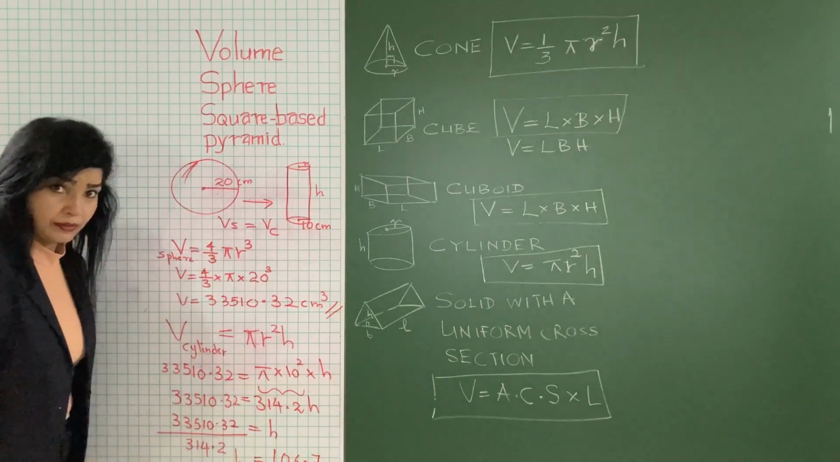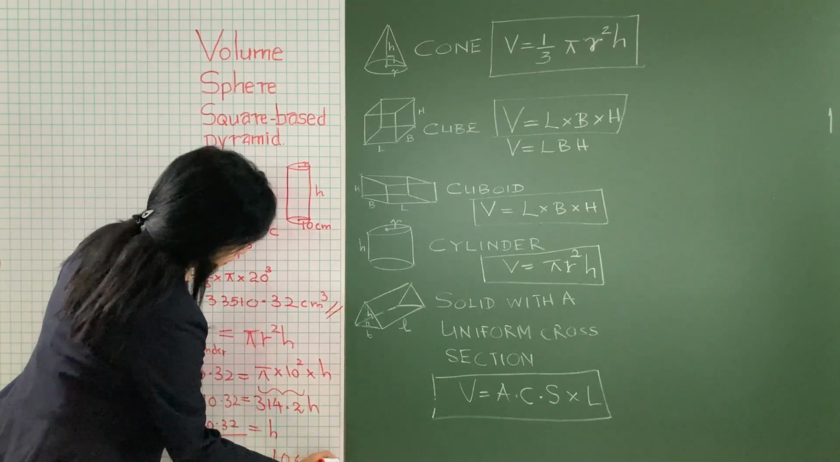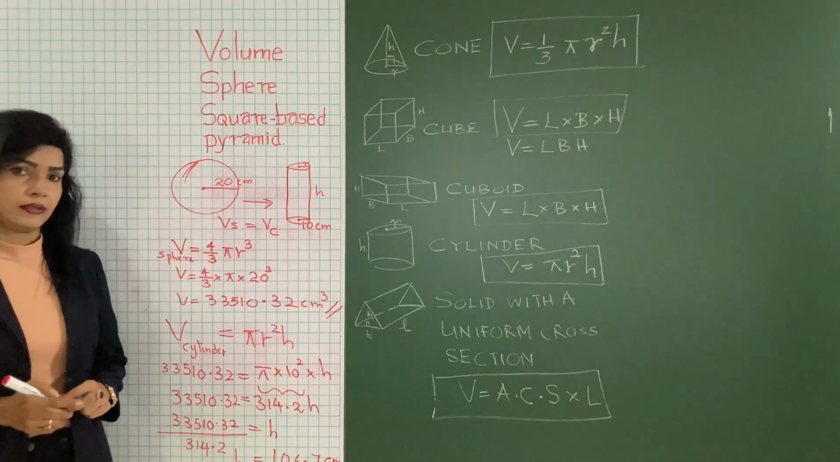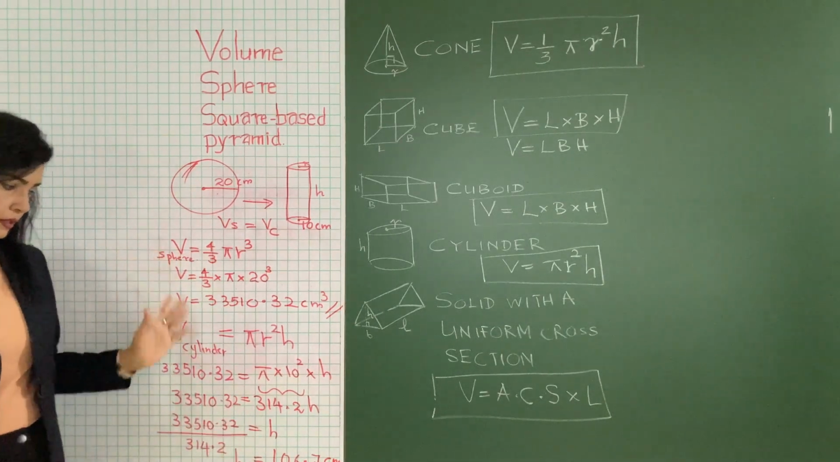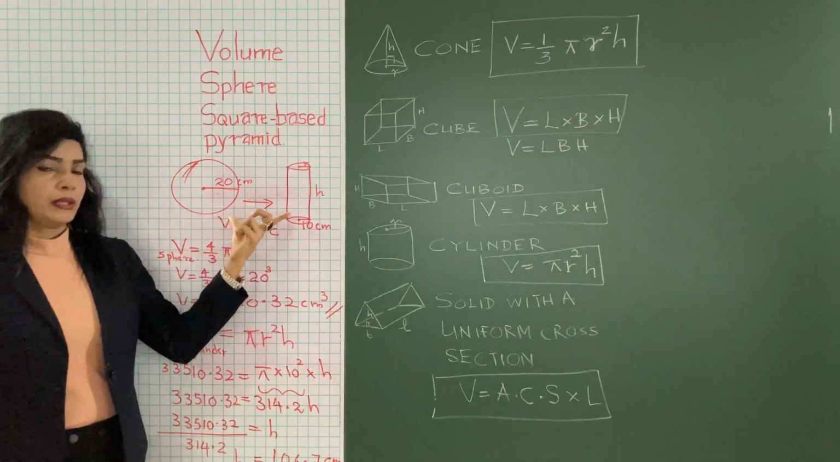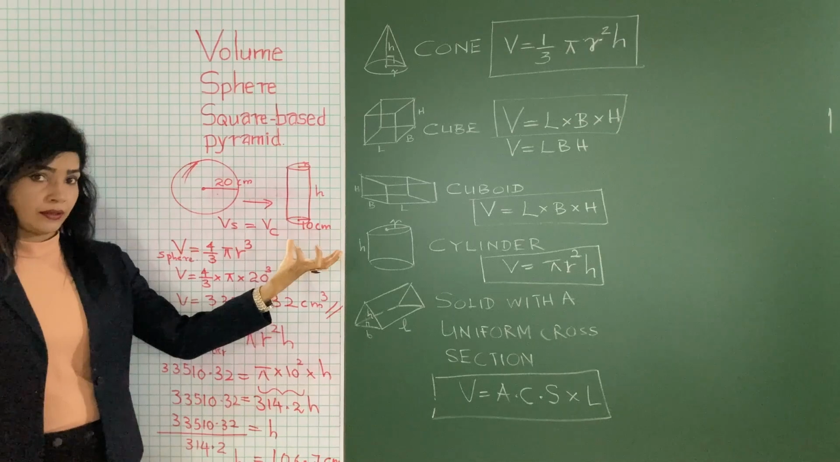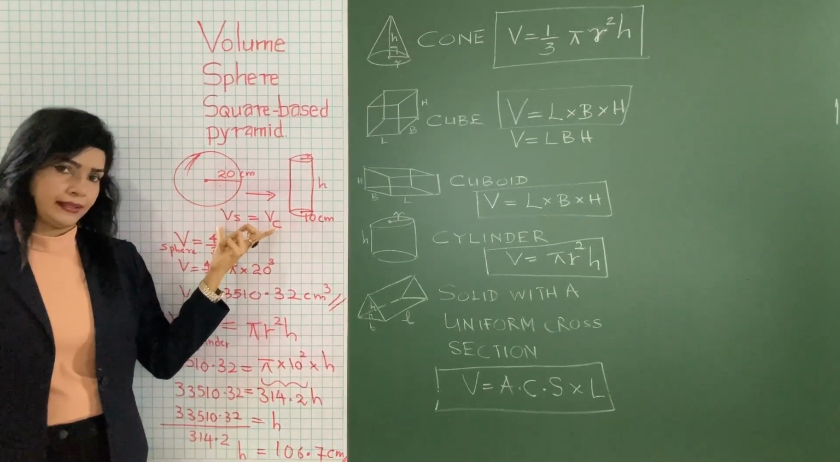To 1 dp, if we take to 1 dp, 106.7 to 1 decimal place. So hope it is clear to you. Here the main thing that you have to understand is when we melt and make another solid, we have to assume that both the volumes are equal.